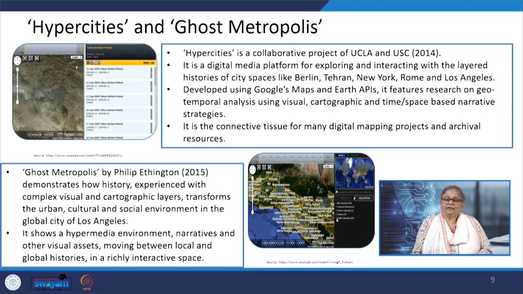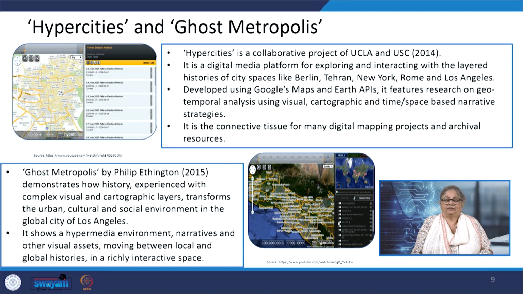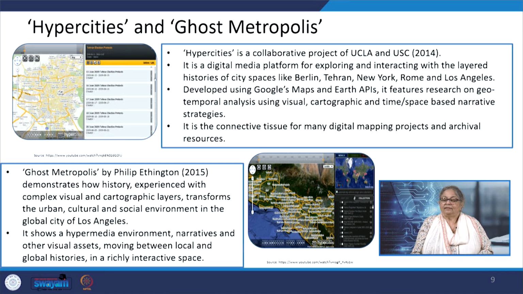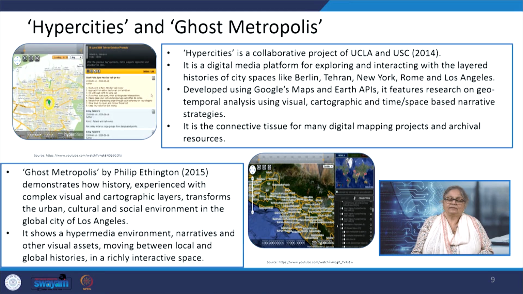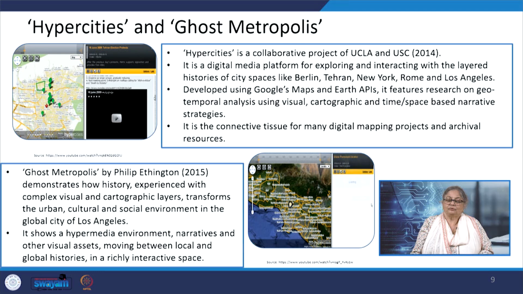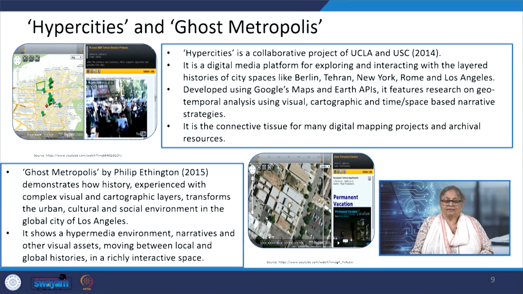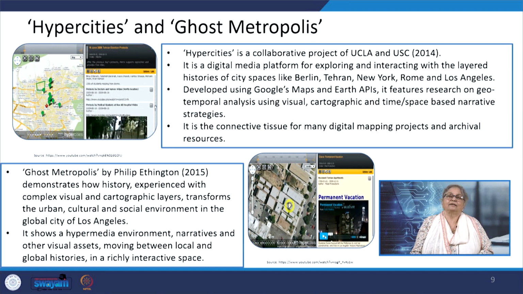Let us now look at some examples of web-based researches associated with digital humanities. So, we can refer to a collaborative project of UCLA and USC, started in 2014 and known as HyperCities. It is a digital media platform for exploring and interacting with the layered histories of city spaces like Berlin, Tehran, New York, Rome, Los Angeles. It is developed by using Google's Map and Earth's APIs, and it features research on geotemporal analysis using visual, cartographic, and time-space-based narrative strategies. And it is the connective tissue for many digital mapping projects and archival resources.